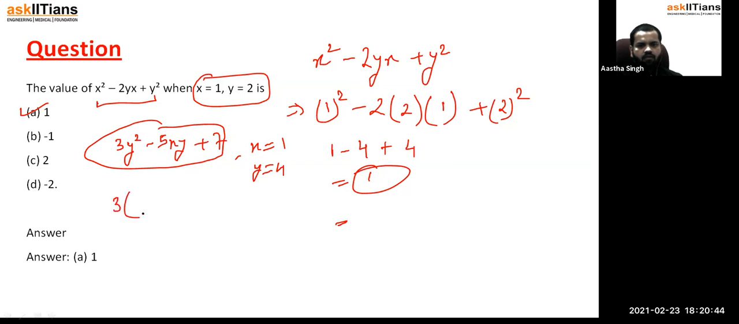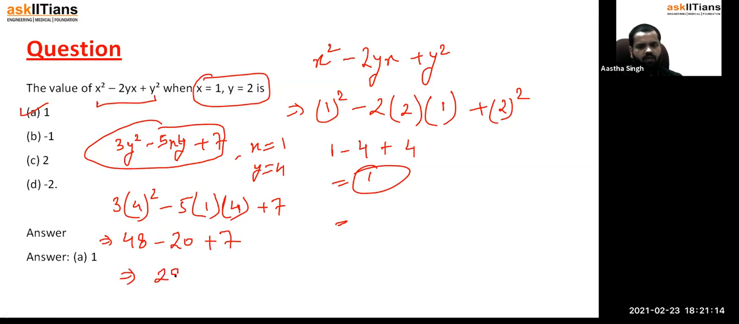So 3, what is y? Y is your 4 square, minus 5, what is x? X is 1, into y, y is your 4, plus 7. So 4 square is 16, 16 into 3 is 48, minus 5 into 1 into 4, 5 into 4 is 20, plus 7. 48 minus 20 will become 28, plus 7, right? So the value will be 35.